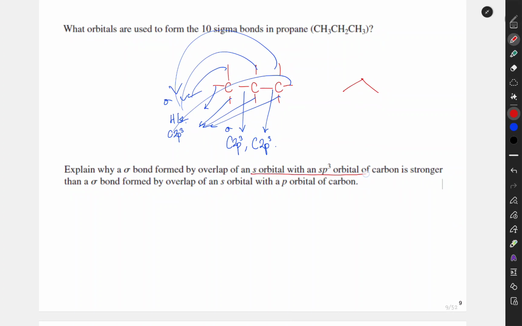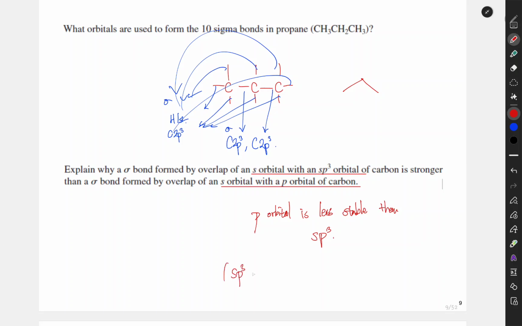And we'll learn about this later, but think about the consequence of hybridization and the degree of overlap when the bond is formed. Generally speaking, if the participant orbital has higher s character, that leads to higher overlap.